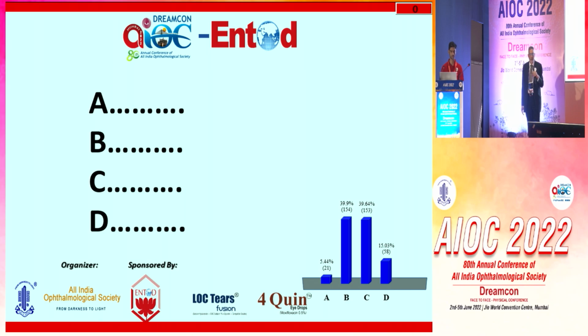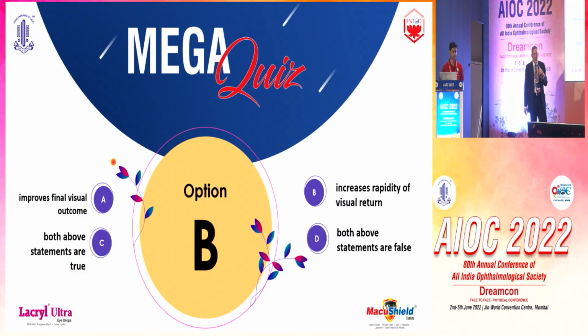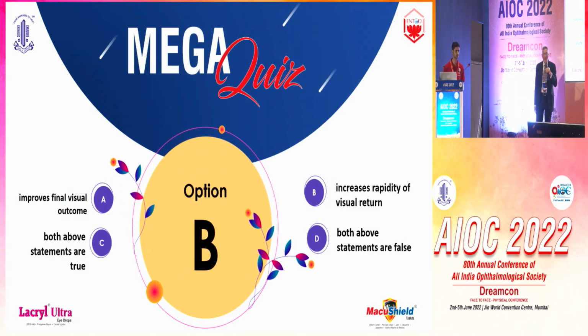And the logic says that it should be both of the above, but let us see. It is option B, which is it just increases the rapidity of the vision return, but if you were to give placebo also, the final visual outcome remains the same. So both the statements are not true and both are not false. It does increase the rapidity of the vision return. Next.